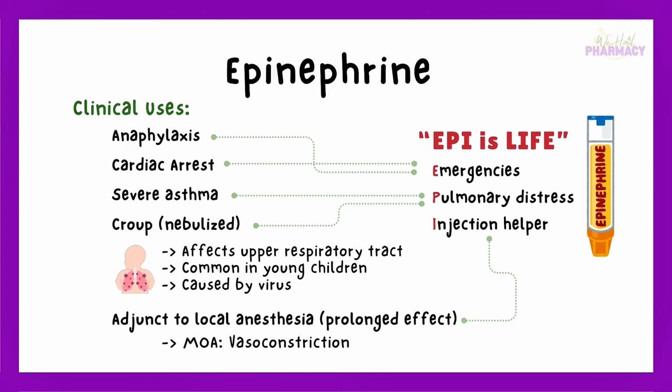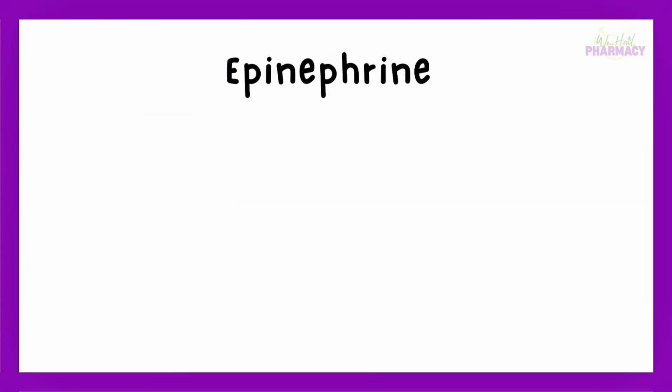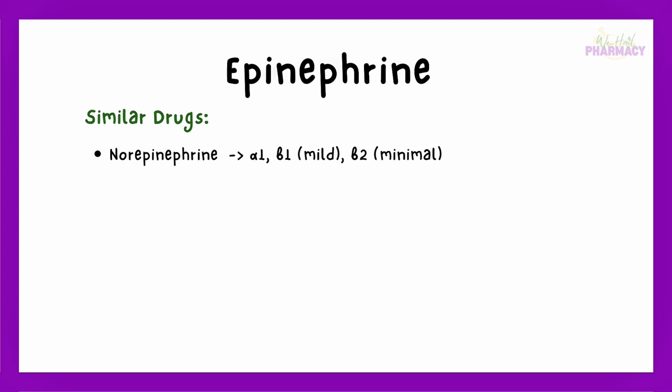EPI is life. Now, several other adrenergic agents are worth knowing in comparison, but we will also have a separate discussion about them. I will just mention them here. We have norepinephrine, as we all know, but it mainly targets the alpha 1 receptors, so it's a stronger vasoconstrictor with minimal bronchodilation. To remember, we will use NE, which means norepinephrine, and NE: no excitement in airways.